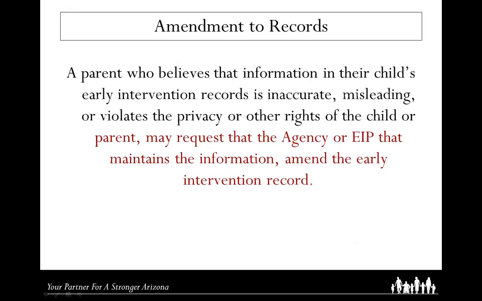A parent who believes that information in their child's early intervention records is inaccurate, misleading, or violates the privacy or other rights of the child or parent may request that the agency or EIP that maintains the information amend the early intervention record.